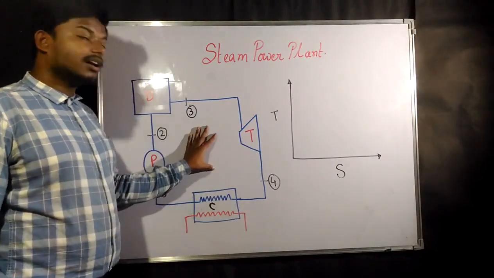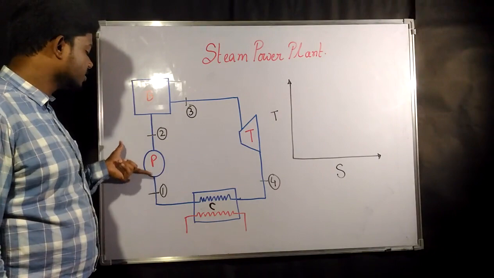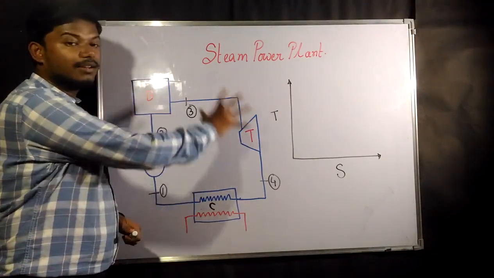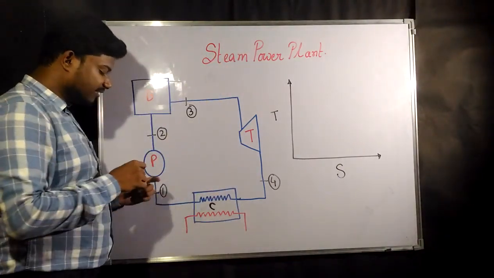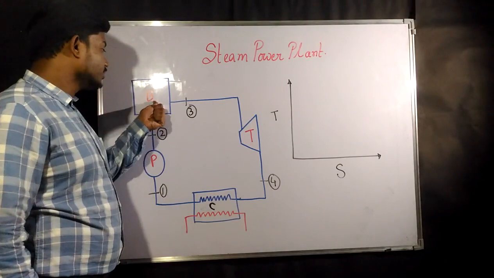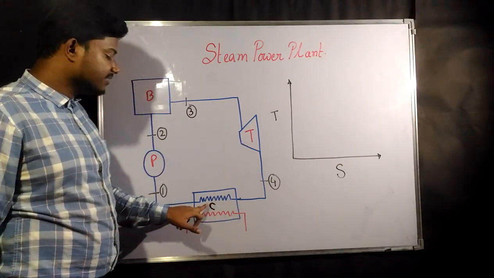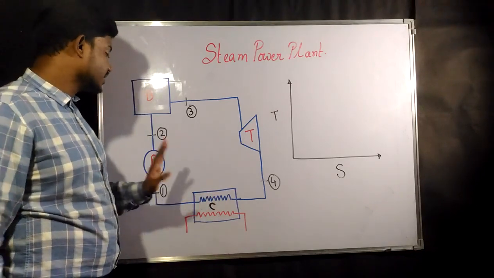Now to start the working principle of a steam power plant, the first step is, this is a pump. This is the complete cycle which is going to work as a steam power plant. So P represents the pump, B represents boiler, T represents turbine, and this is nothing but a condenser, or you can say heat exchanger.